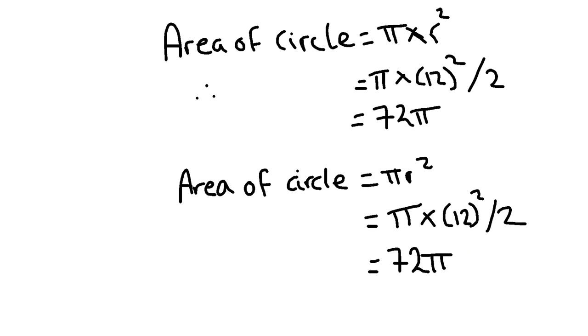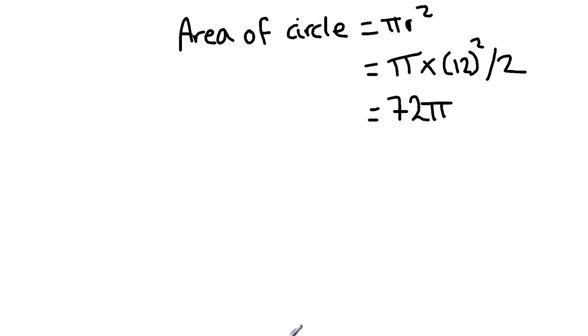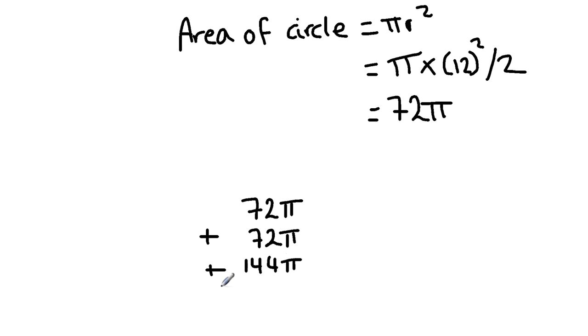Therefore, the surface area of shape S is 72 pi plus 72 pi plus 144 pi, which equals 288 pi.